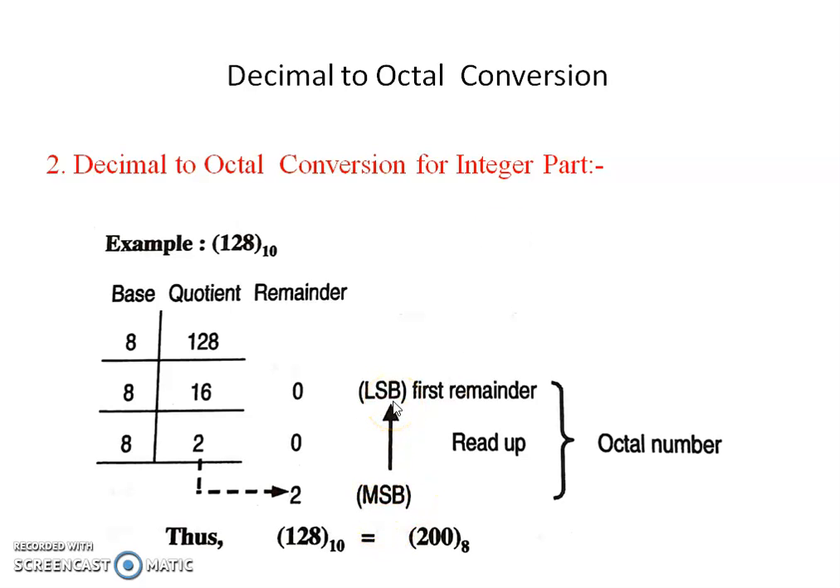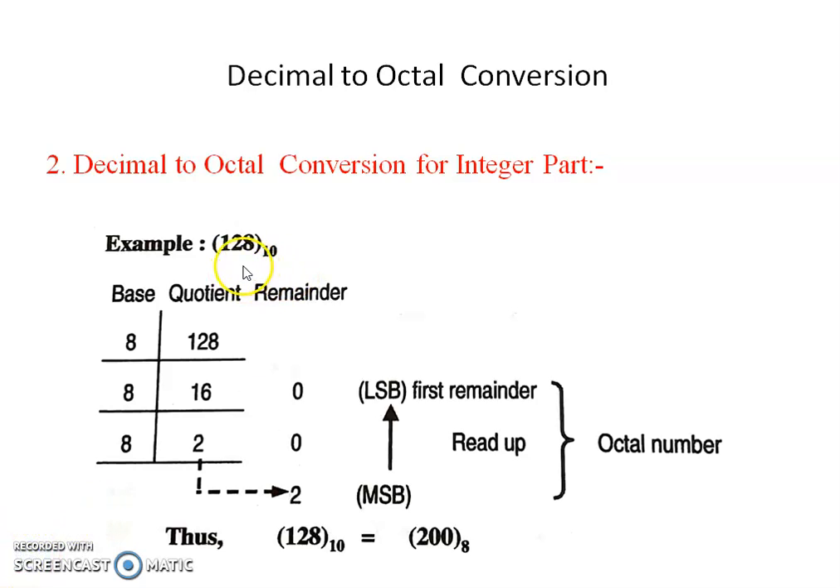In successive multiplication by 8, the fractional part of the decimal number is multiplied by 8, till the fractional part of the product is 0. The equivalent octal fractional part is obtained by reading the integers from top to bottom, that means MSB to LSB. Finally, the results are combined to obtain the equivalent octal number.